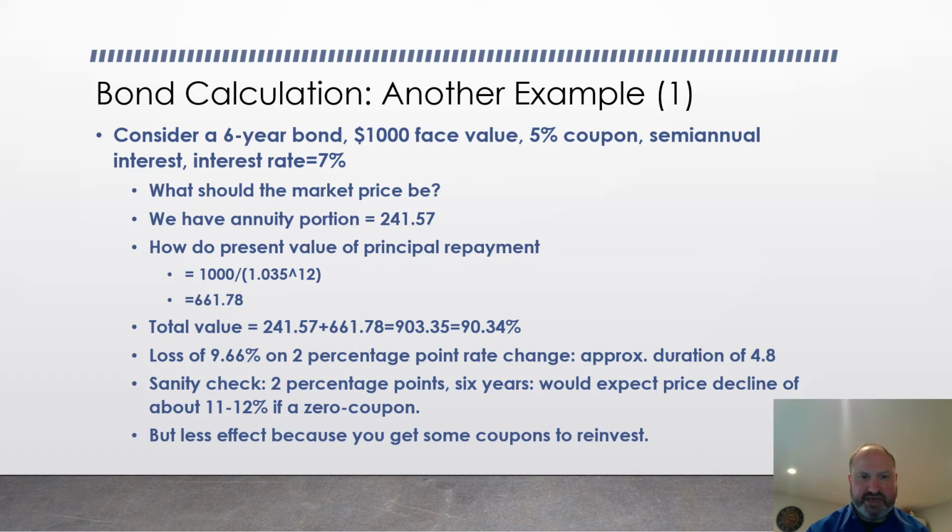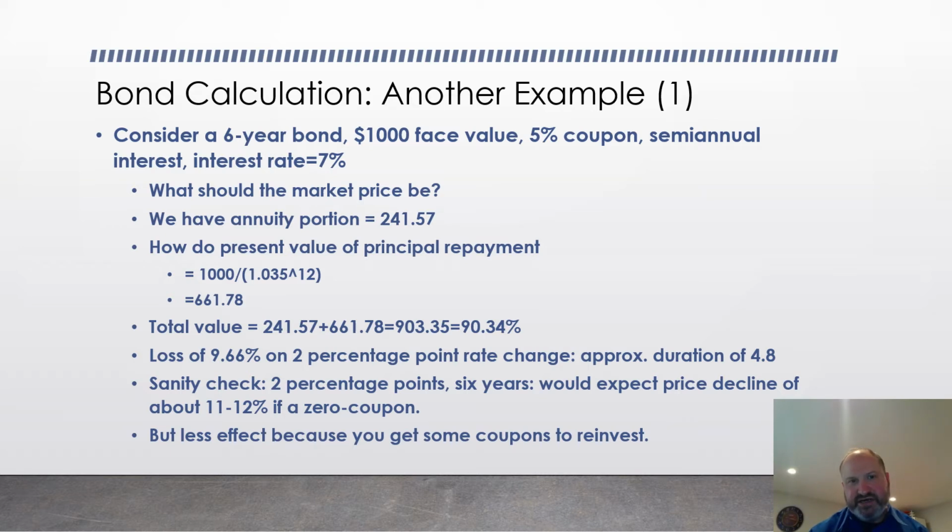We're doing it semi-annually, so it's 3.5% over 12 periods, and that $1,000 that we get at the end of 6 years with semi-annual discounting, that's $661.78. We add that to the annuity portion, and we get a little over 903 out of 1,000. We worked through this yesterday, and again, this is a little less than a 10% decline.